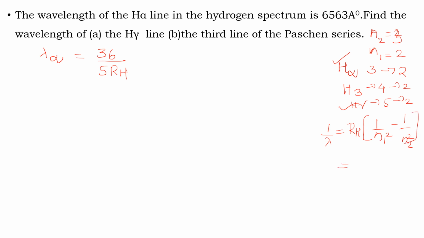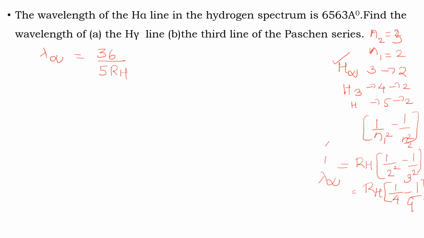Here we are considering the alpha line. That is, 1 by lambda alpha is equal to RH into 1 by 2 square minus 1 by 3 square, that is RH into 1 by 4 minus 1 by 9. So lambda alpha can be written as 36 divided by 5 RH.